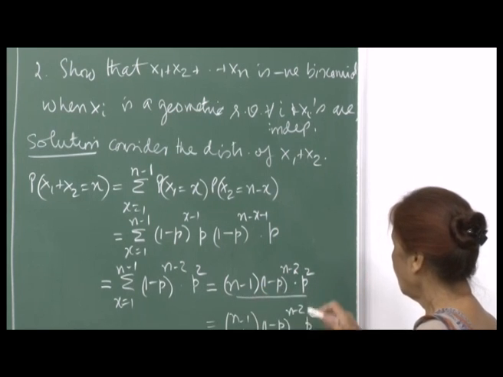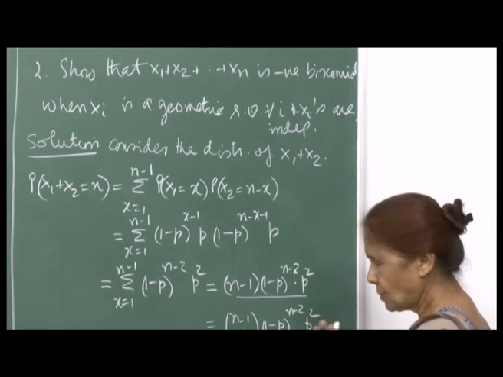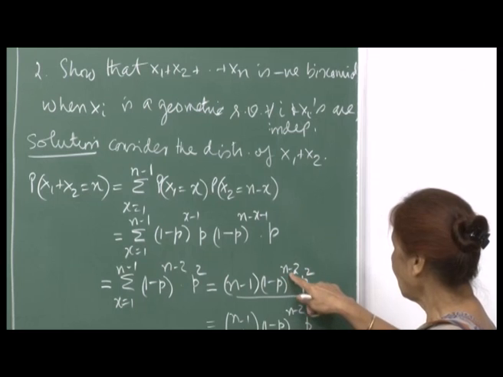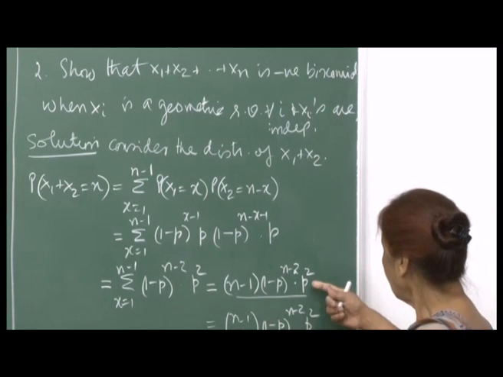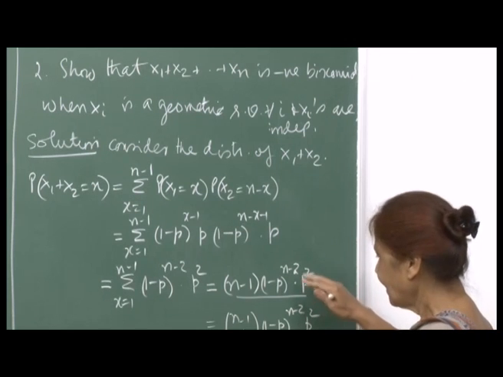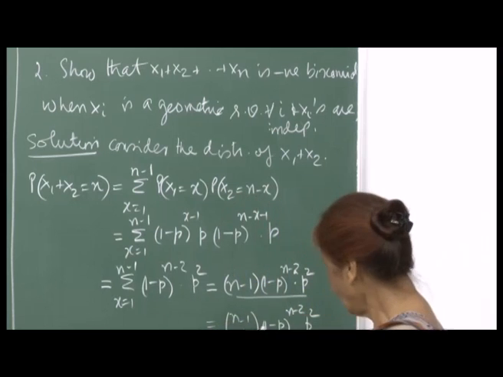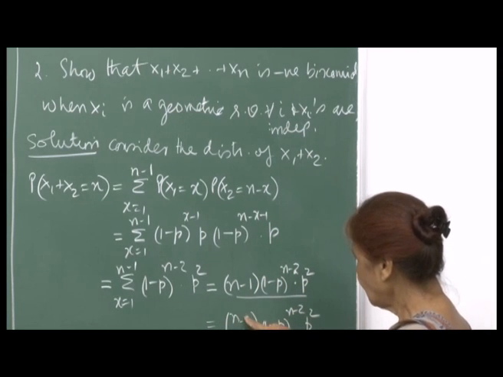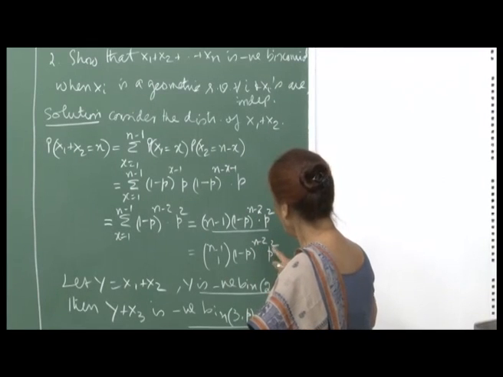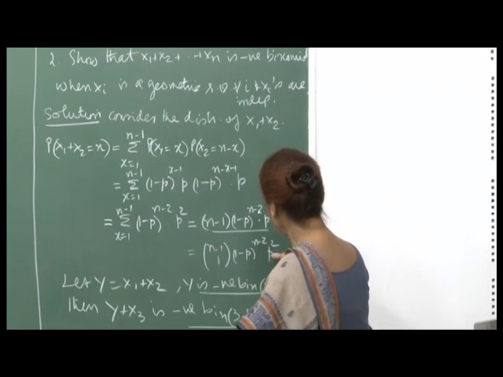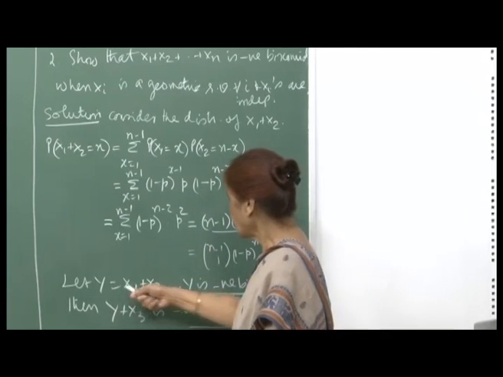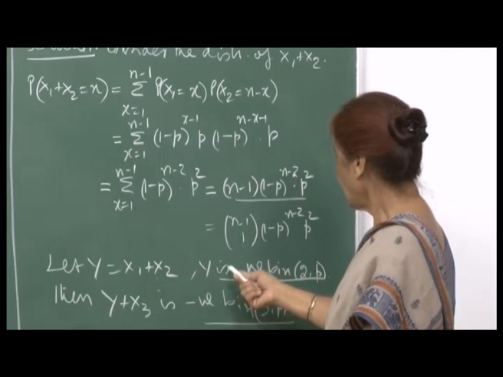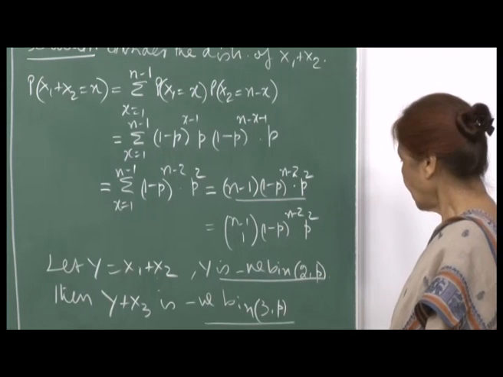Now, this you can see is the probability that out of n trials, 2 are successes and n minus 2 are failures. That means this is the probability of 2 successes in n trials, where the second success occurs at the end, and the one success can occur anywhere in the first n minus 1 trials. Therefore, you can write this as n minus 1 choose 1, then 1 minus p raised to n minus 2 and p square. So, one success occurs anywhere in the n minus 1 trials, and then one success occurs at the end, and therefore this is the probability of 2 successes in n trials. So, if you let y be equal to x 1 plus x 2, we have shown that y is negative binomial with parameters 2 comma p. The probability of success is p.